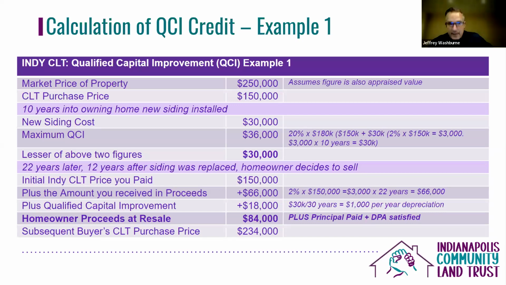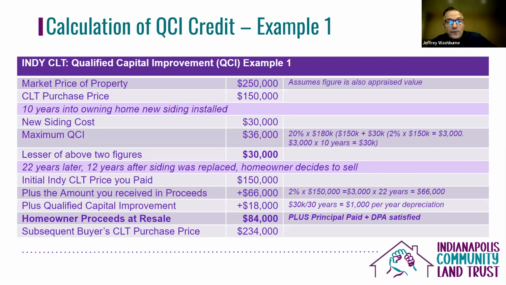So 10 years into owning the home, the new value of that property, as per our example, is going to be $180,000. So I am going to be able to essentially claim credit for the lesser of what it cost me, or what the maximum QCI or qualified capital improvement amount would be. So in this case, I would receive $30,000 of the cost. So essentially, the CLT would recognize my full investment of $30,000.